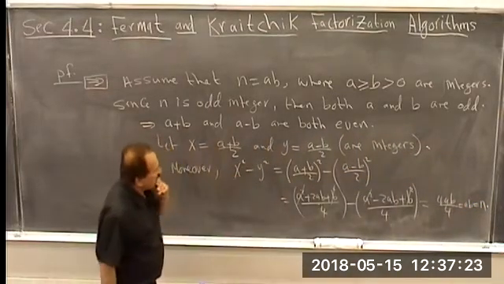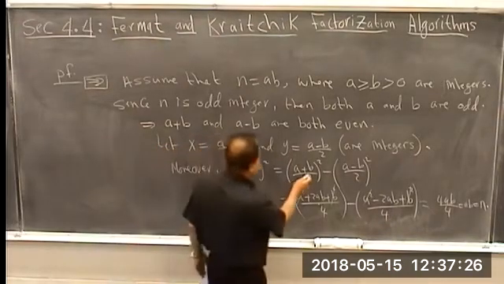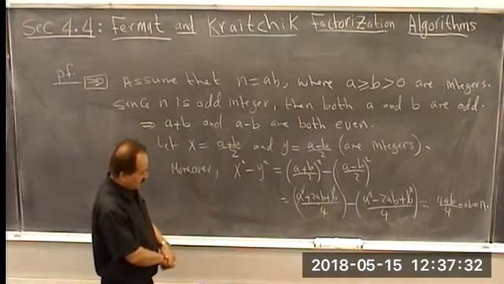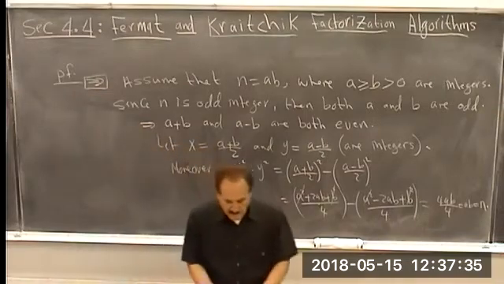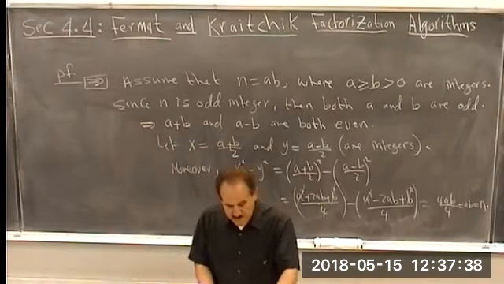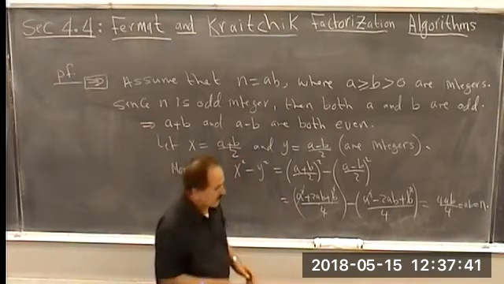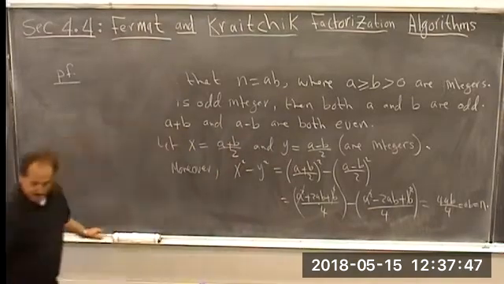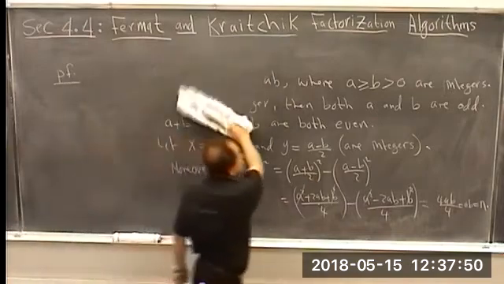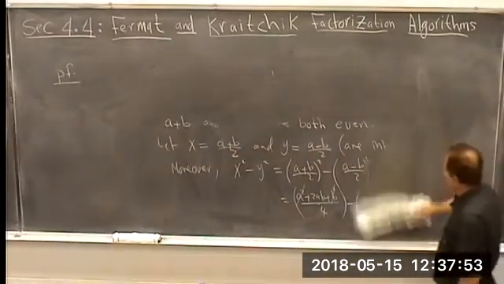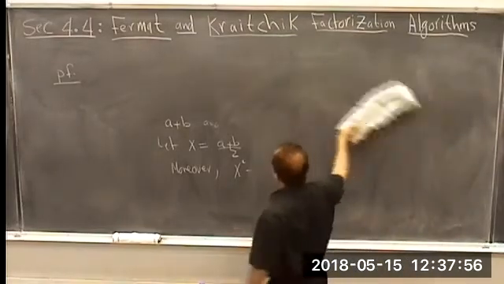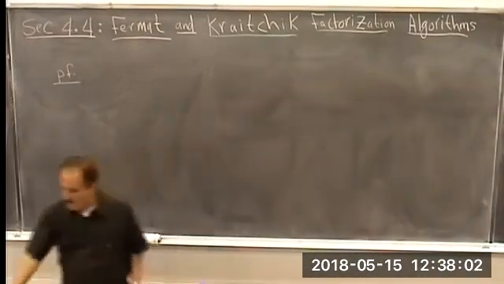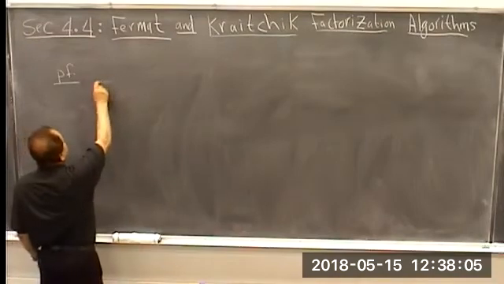So these values of x and y, then the difference, n, we can write as the difference of 2 squares. The purpose of this is the same, all right? So now the other way around.